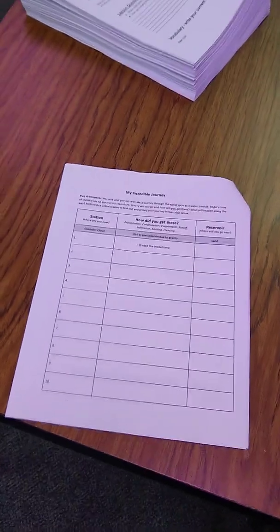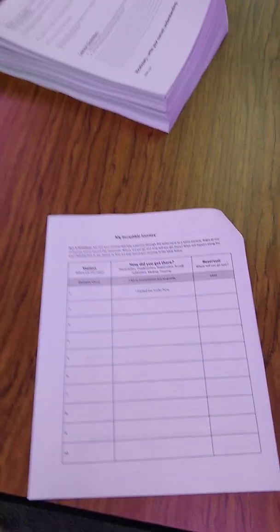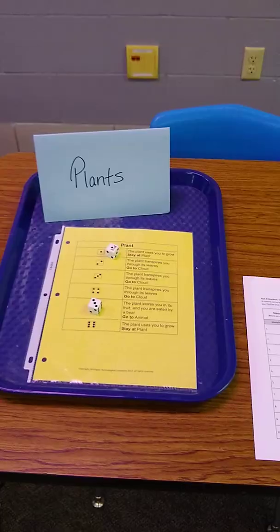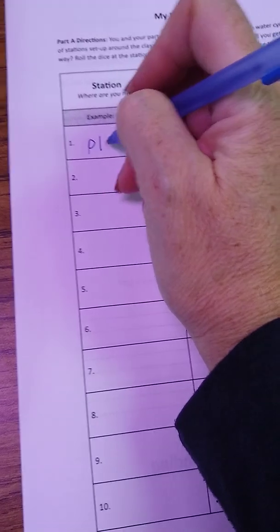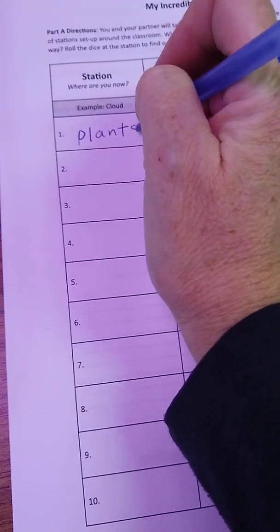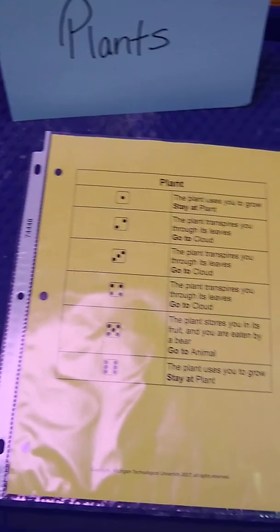So what we did is at each step of the way we rolled the dice and tried to figure out what our next step was on the journey. So I'm going to go through this simulation with you and then you take notes on your packet as you go through. So our trip is going to start at plants. We're going to, on our lab sheet here, write down our starting station, which is plants. We started the model here, and we're going to roll the dice to figure out where we go next.